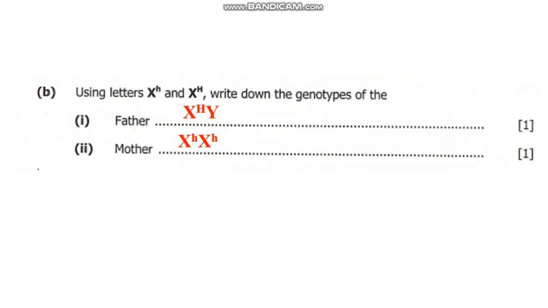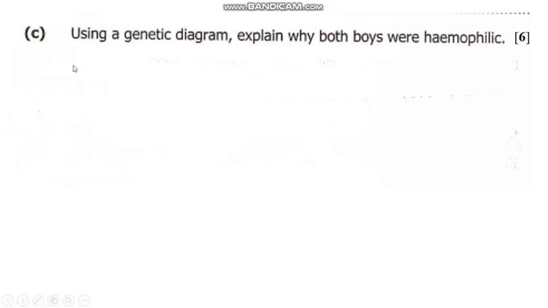We now move on to our last question, which is question C. Using a genetic diagram, explain why both boys were hemophilic. So here we want to explain why both boys were hemophilic using the genetic diagram. If you are using the genetic diagram, the first thing you need to come up with is the parental phenotype.